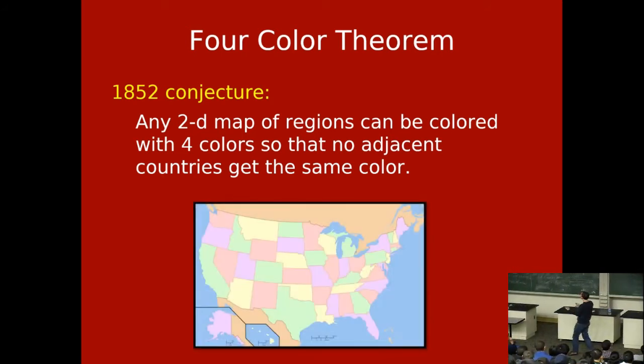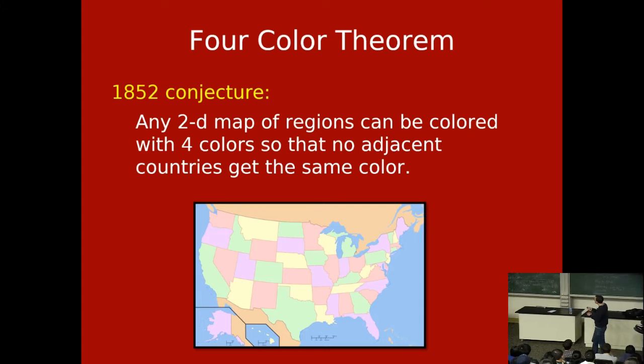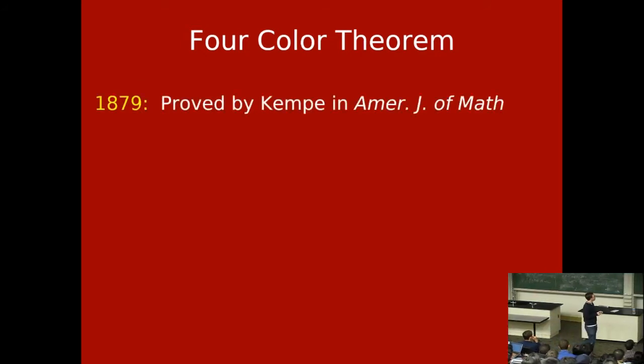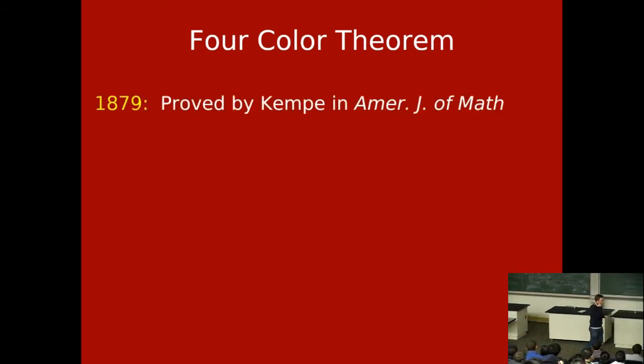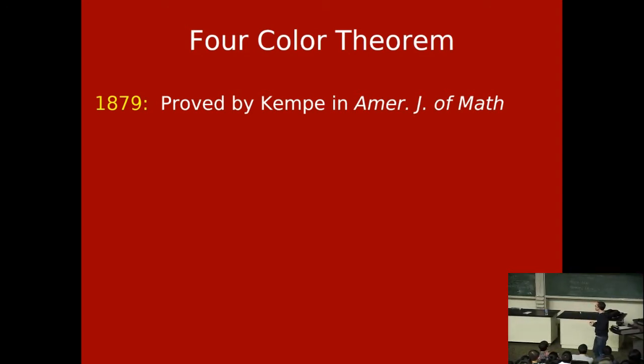So here's a picture of the 48 continental United States. And it's colored with four colors, pink, purple, green, and yellow, in such a way that, indeed, no two states that border each other have the same color. Okay, so this person conjectured that it was always possible to do this, no matter what the map was. And it became a pretty popular problem, and for a long time, nobody could solve it. Until about 40 years later, when a pretty well-known mathematician, Kempe, proved it in the American Journal of Mathematics.